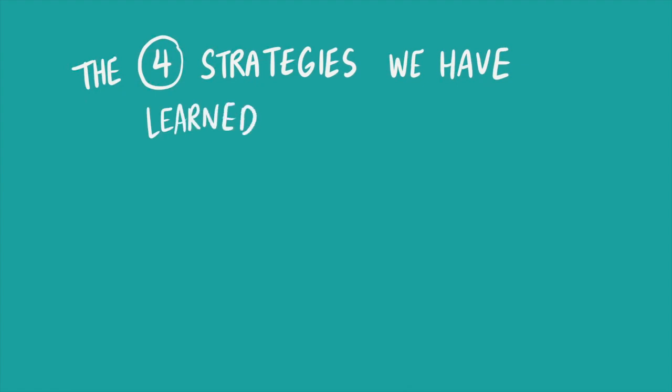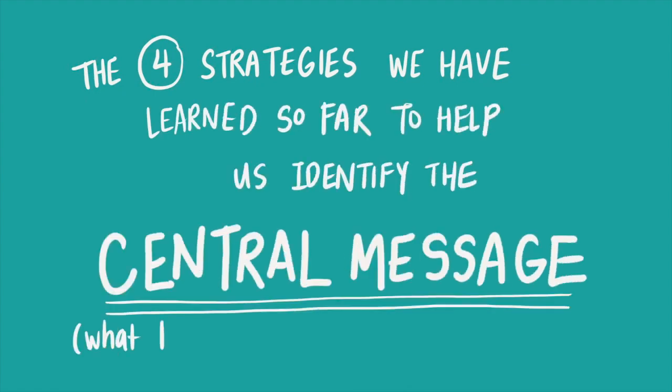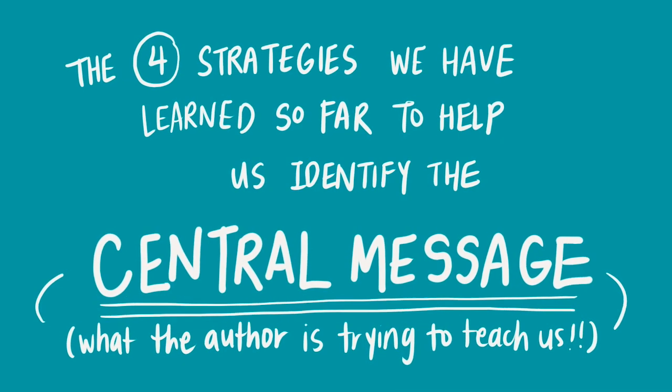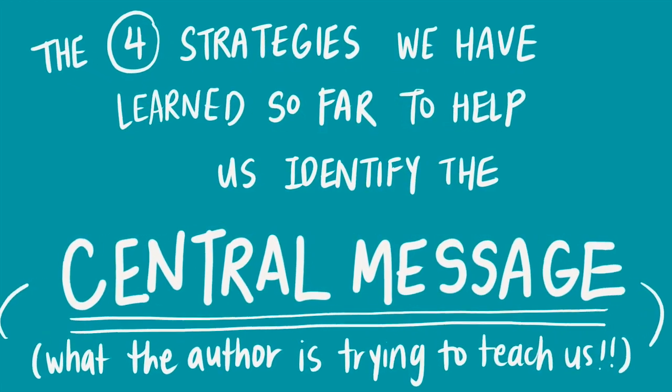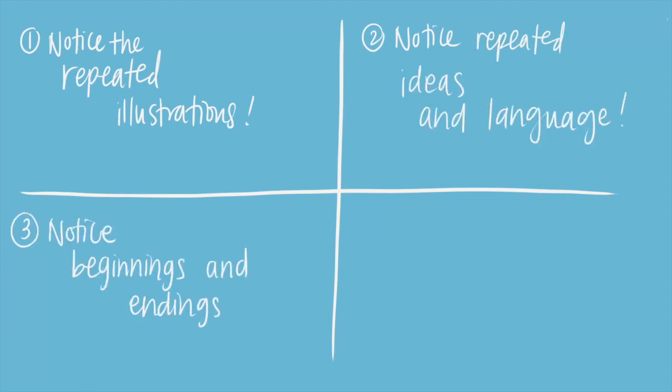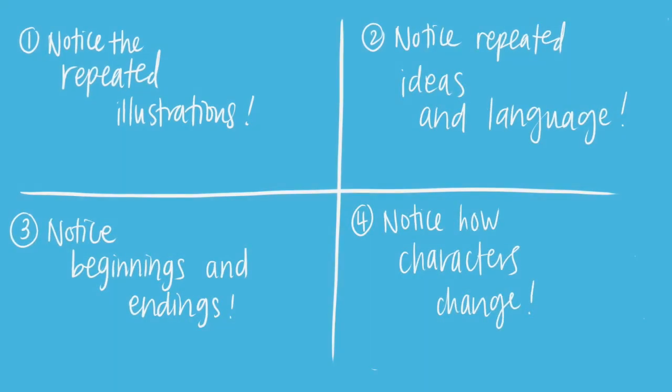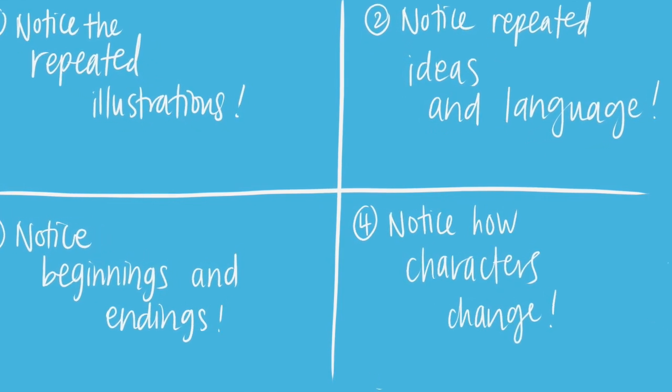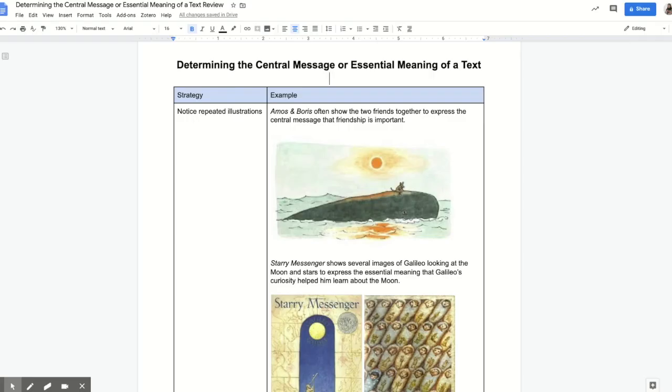So the 4 strategies we have learned so far to identify the central message, what the author is trying to teach us, include the following. Notice the repeated illustrations, notice repeated ideas and language, notice beginnings and endings, and notice how characters change. Looking more specifically at the 4 different strategies that we just talked about to determine the central message or essential meaning of a text, first, we are going to be looking at repeated illustrations.